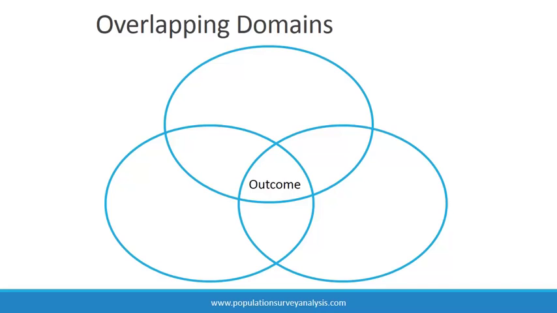An overlapping domains framework shows how multiple factors must occur simultaneously for an outcome to occur. This framework is useful when you are testing a hypothesis about an interaction. For example, does Y occur when X and Z are both present? Or for a general explanatory model where the covariates do not share a hierarchical or embedded relationship.